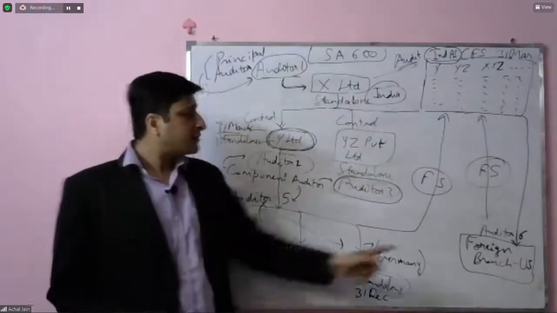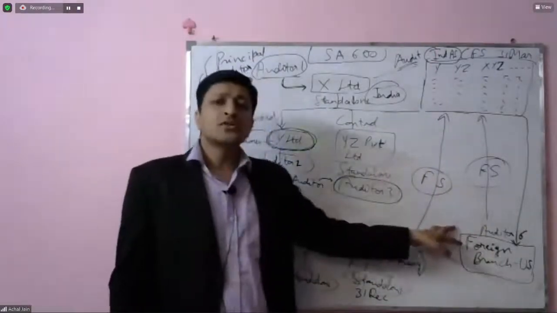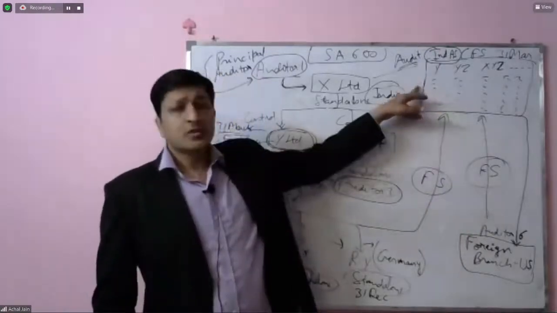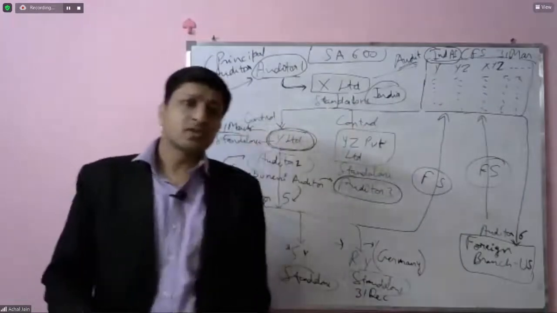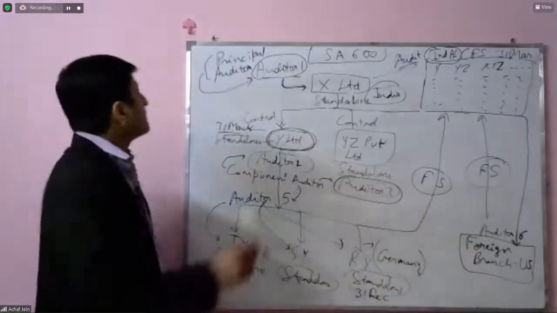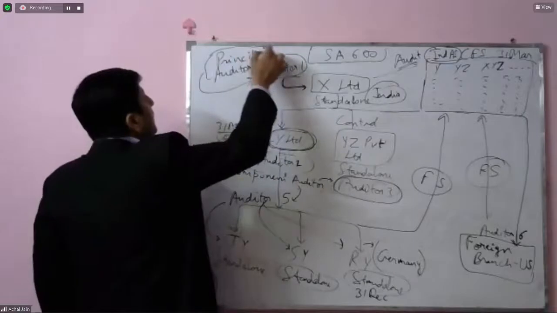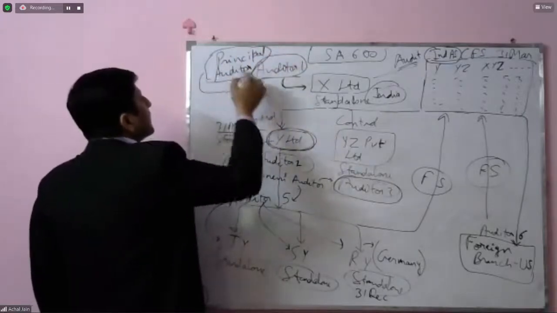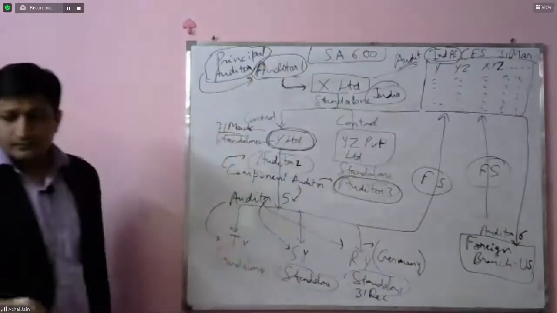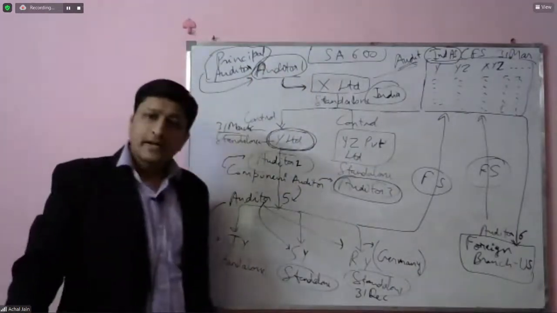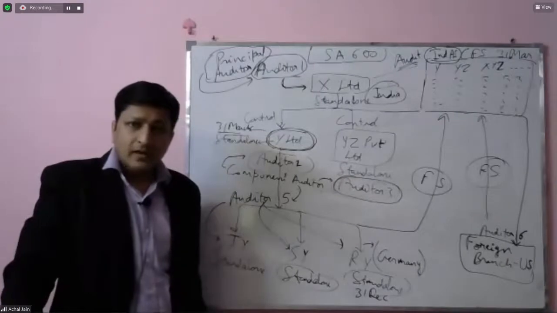And that's why all of these adjustments in relation to the branch will again be the responsibility of whom? The audit of those adjustments will be the responsibility of, therefore, the principal auditor, which he cannot avoid. He will have to audit that. Okay, clear on this? Clear on this part? Yeah.